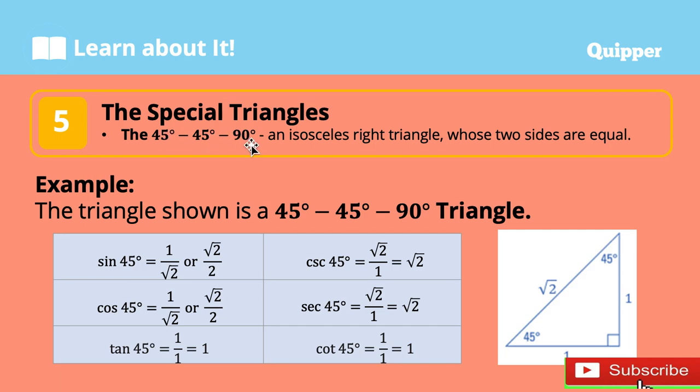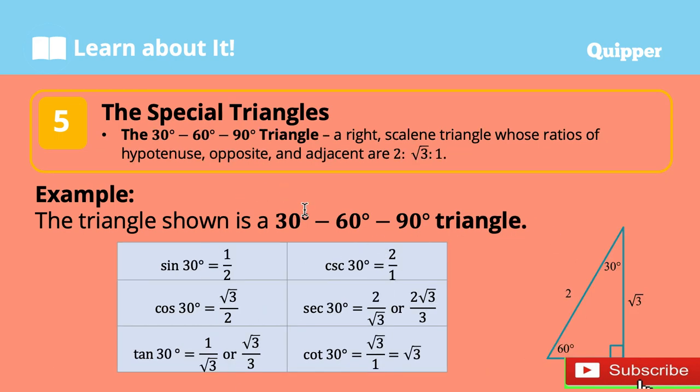And now if we look at this triangle, we can easily get the six trigonometric functions. We have sine 45, which is just square root of 2 over 2. No need to calculate since this is special. This is true for all. For the 45-45-90 triangle, just use these six trigonometric functions.